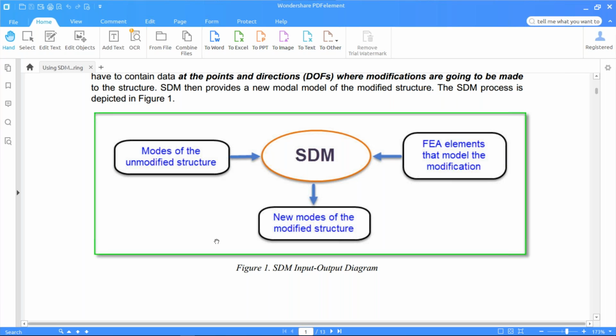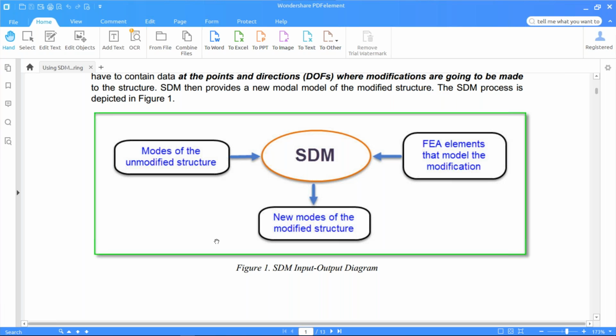So FEA model updating is a way that we can use SDM to explore changing physical properties in an FEA model so that the modes, the frequencies of the resonances, match up more closely with the real world. So these are all applications of SDM, and we'll see the advantage of this algorithm: it's very quick. So we can look at hundreds, perhaps thousands of what-if situations.